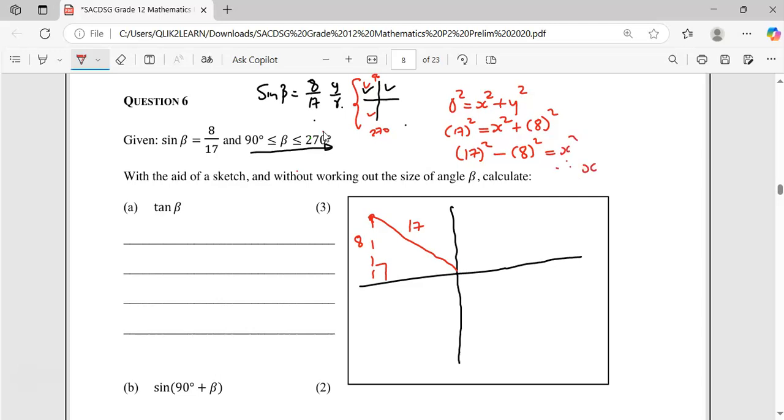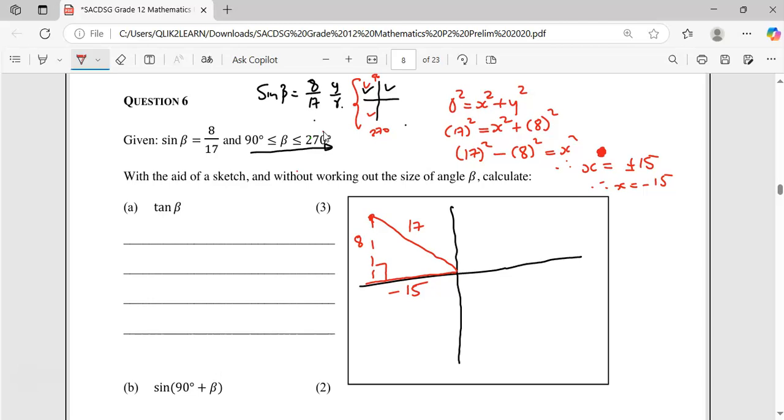Therefore, x squared will be equal to what? Let's just write the answer. The value of x will be equal to plus or minus 15. Remember, this is in quadrant 2 and all the x values are negative in this quadrant. Therefore, we can conclude that x is equal to negative 15. So now I have everything. Now I can start answering the questions.